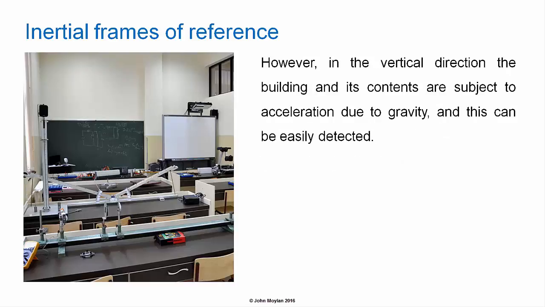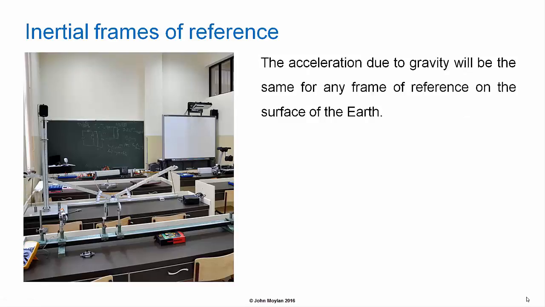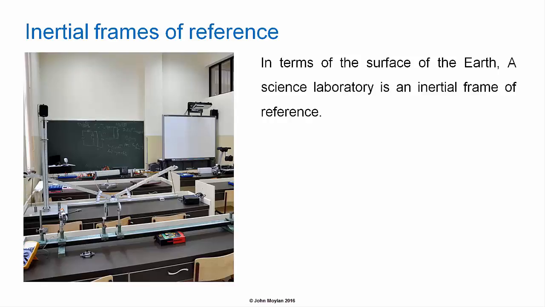However, in the vertical direction, the building and its contents are subject to acceleration due to gravity, and this can be easily detected. An experiment as simple as dropping a ball will reveal that in the vertical direction, the frame of reference is being accelerated. However, the acceleration due to gravity will be the same for any frame of reference on the surface of the Earth. In terms of the surface of the Earth, a science laboratory is an inertial frame of reference.